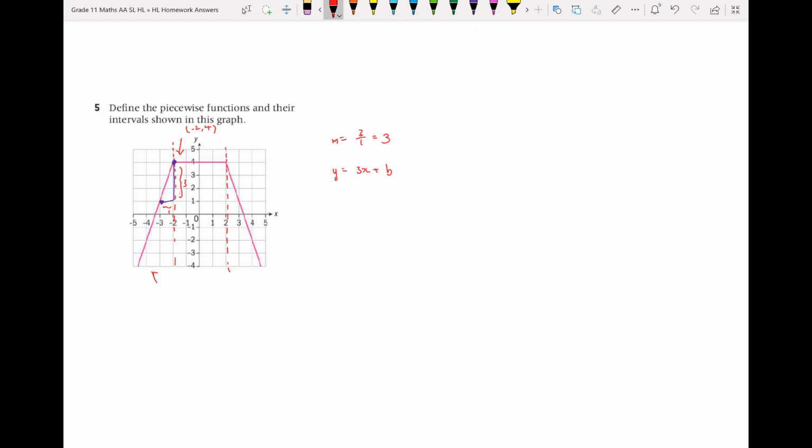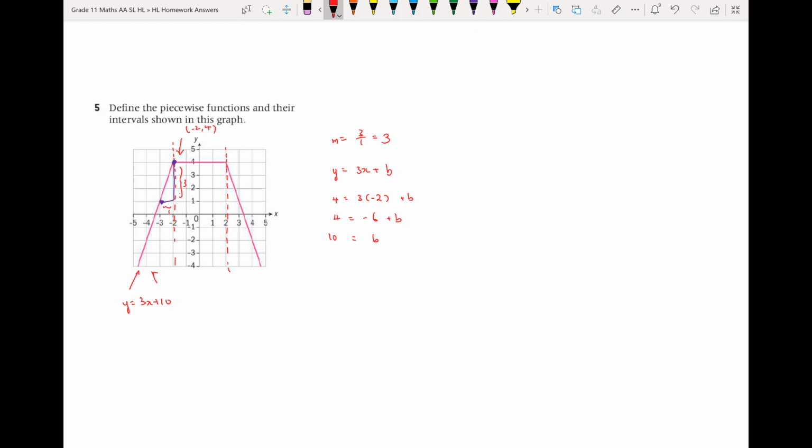We can use one of our formulas. You can either plug in this point. So this will be 4 equals 3 times minus 2 plus b. So that's telling us the y-intercept has to be 10. So for this left piece, this will be 3x plus 10. So we're done with that.